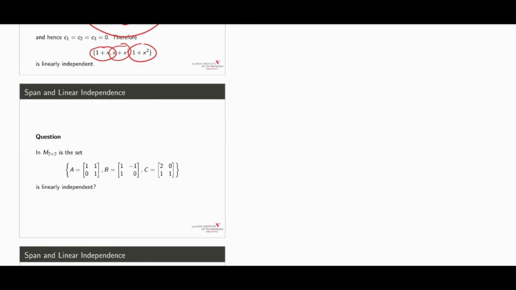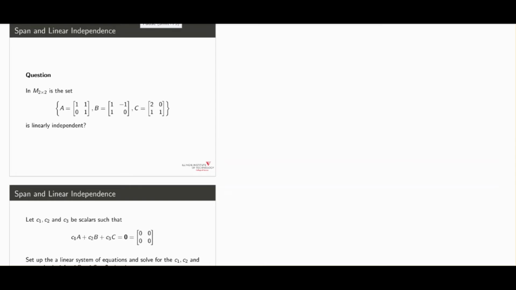Now, again changing the vector space to M2 by 2, I'm asking you now, you are given these matrices, these vectors right here. The question is: is it independent or is it not? Let's take a moment to think about the problem, and you should pause the video. When you think you have the solutions, you can restart the video and we will look at the solution together.